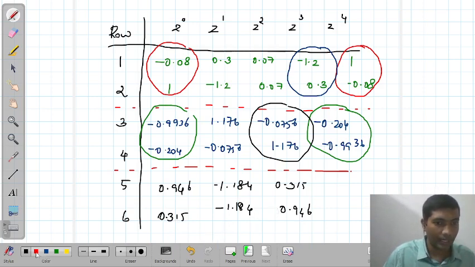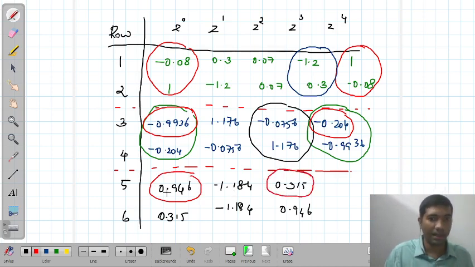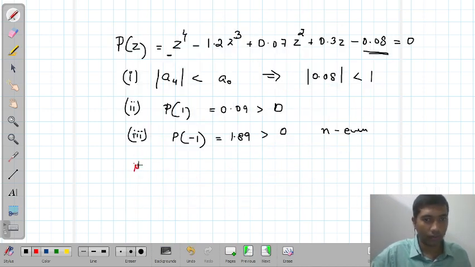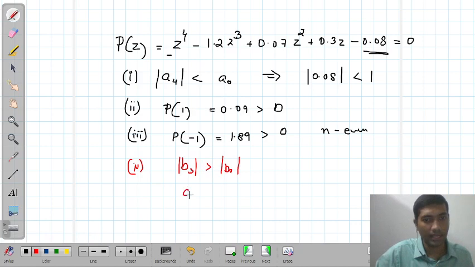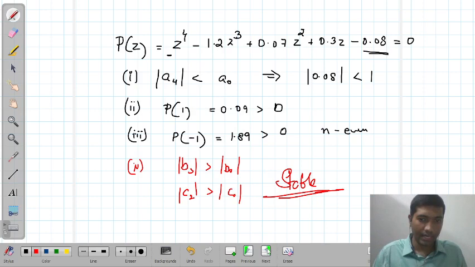And what we need to check is whether the magnitude of this value is greater than this. Yes, it is the case. The magnitude of this is greater than this. So 0.9 is greater than 0.2. And similarly, the magnitude of this needs to be greater than this. Here you can see that the magnitude of this is greater than this. And hence the fourth condition is satisfied. Maybe B3 is greater than B0, so you need to write the value. Similarly, C2 is greater than C0. Since these conditions are satisfied, the system is stable. If any of these conditions are not satisfied, then the system is unstable. So that is about the Jury stability test.